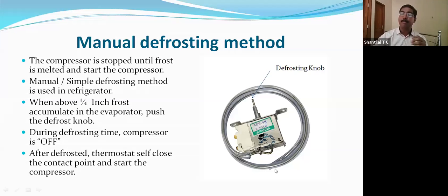Here a feeler bulb will be there. The feeler bulb temperature is increasing. By that, volatile substance change to vapor state and bellow pressure will be increased. By that action of bellow pressure, it will automatically expand the bellow and close the contact points and start the compressor. In this method, that means on and off method of the compressor. That means the compressor stop until frost is melted and then start the compressor.